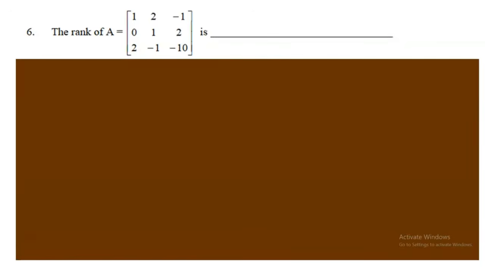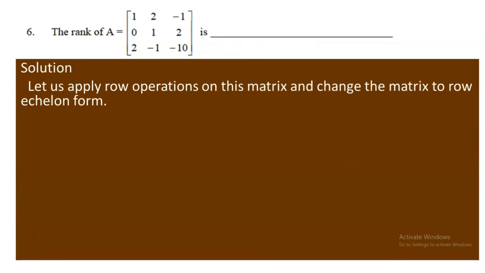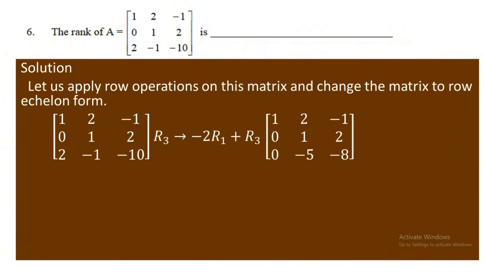Okay, so what we need to do is the following. Let us apply row operations on this matrix A to determine the rank of the matrix. So you are given this matrix. What I'm going to do is change row 3. Row 3 is going to be changed by multiplying row 1 by -2 and adding with row 3, and in doing so this can come. What I did here is -2 times row 1.